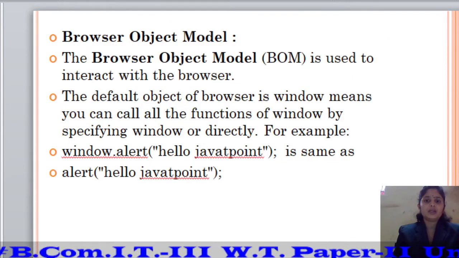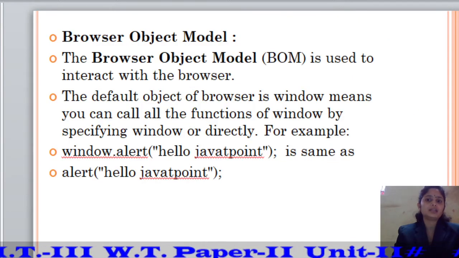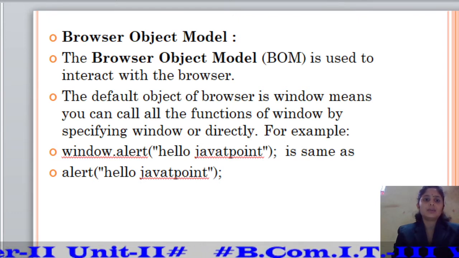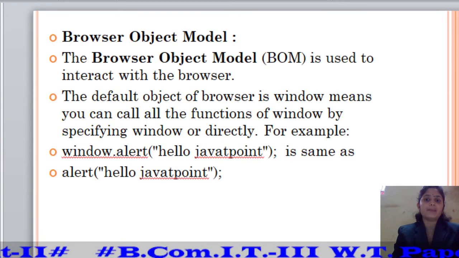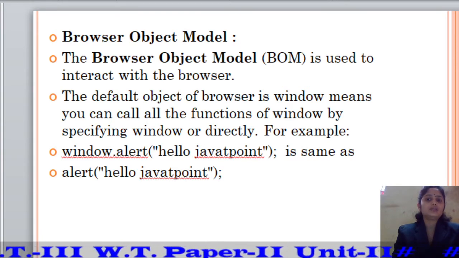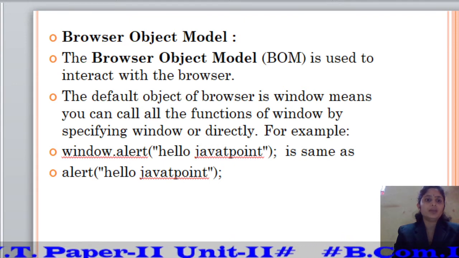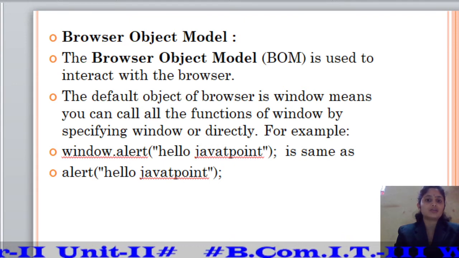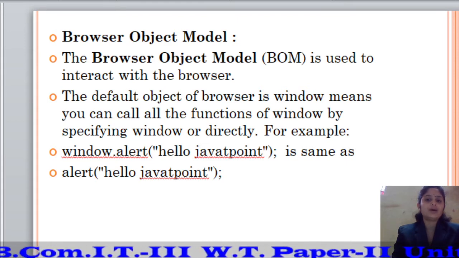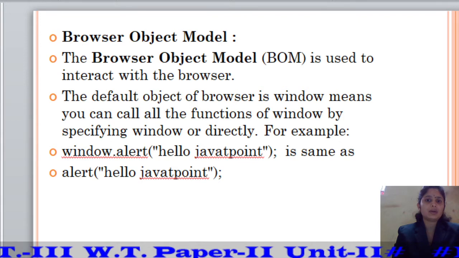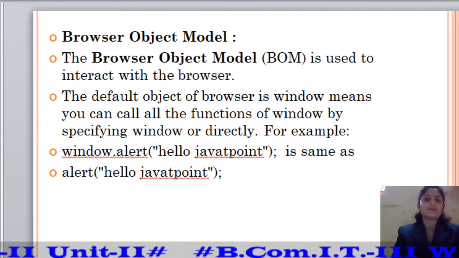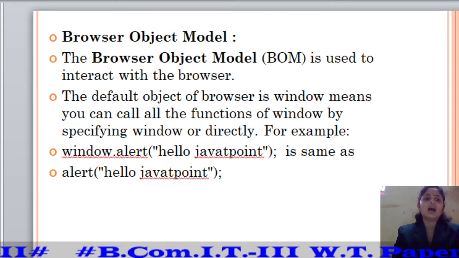Hello everybody, today we are going to start a new topic, that is the browser object model. What is the browser object model? The browser object model, that is the BOM, is used to interact with the browser. The default object of the browser is window, meaning you can call all the functions of a window by specifying window or directly. For example, window.alert("hello JavaScript"); is the same as alert("hello").